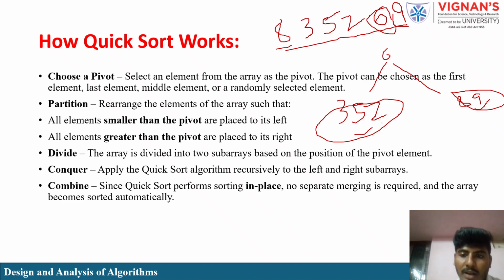We take the pivot as 2, and elements smaller than the pivot come under the left subarray. Here there are no elements smaller than 2, and the larger elements, 3 and 5, come under the right subarray. Like this we apply the sorting algorithm recursively. And finally, combine. Since quicksort performs sorting in place, no separate merging is required and the array becomes sorted automatically.